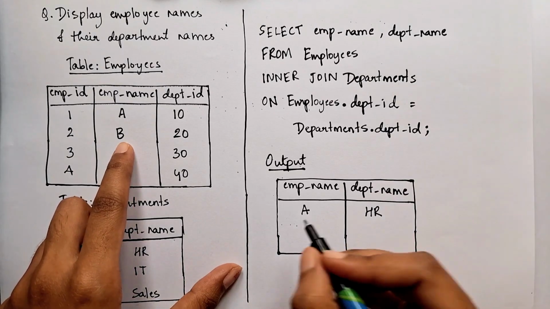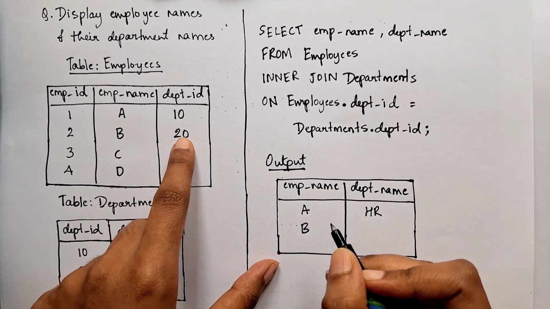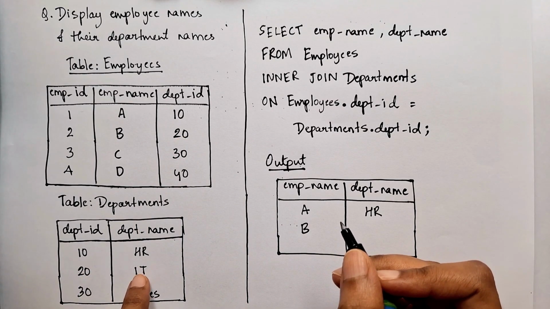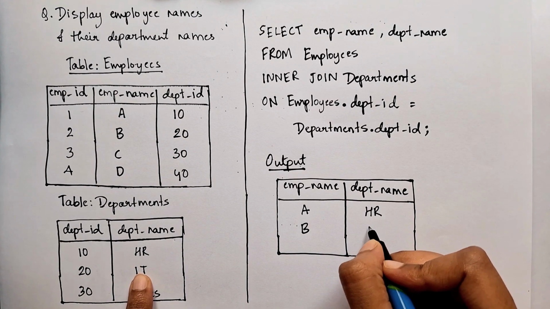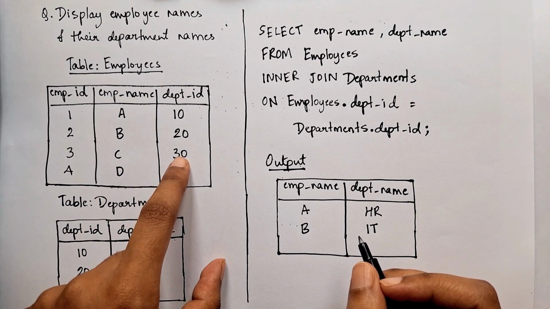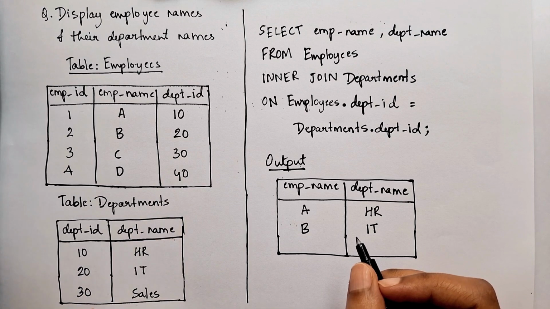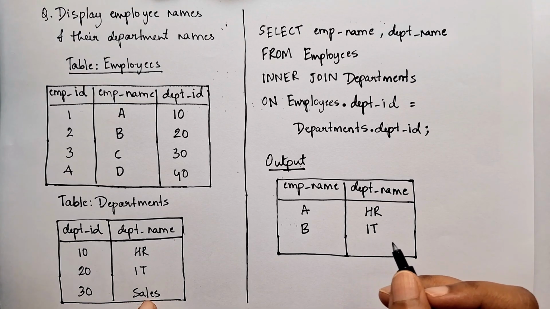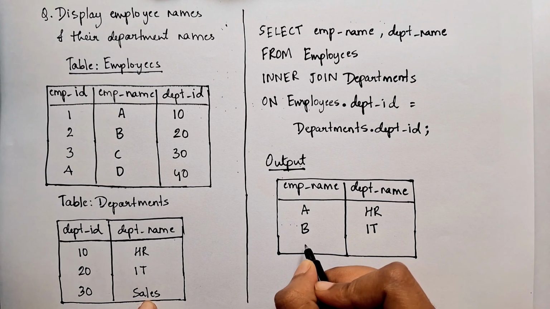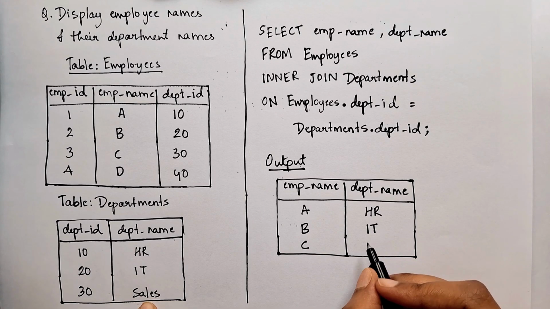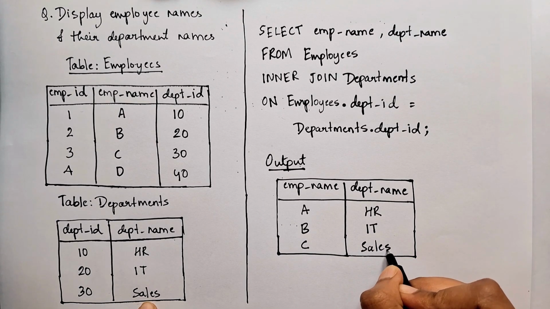For employee name B, department ID is 20, which is also present here, for which department name is IT. And for employee name C, department ID is 30, which is also present in departments table, for which the department name is sales. So I write here employee name C, so the department name is sales.